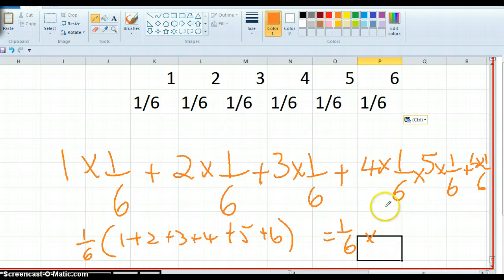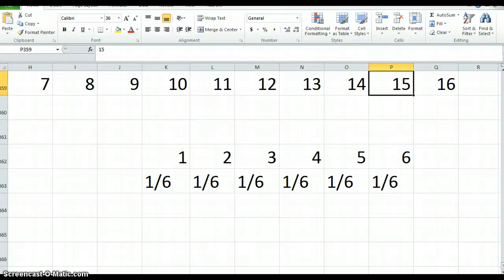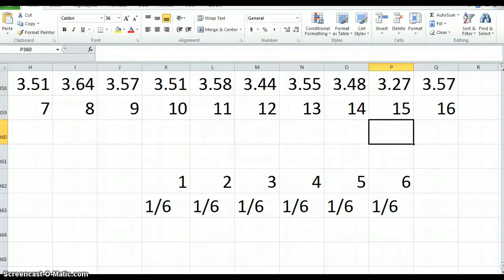21. Is it? So what's 21 divided by 6? 3.5. So I had my simulation, and over a long period of time, my simulation, if I did it enough times, would actually become the theoretical probability. So the theoretical probability is 3.5, but you can see they're not exactly 3.5, are they?